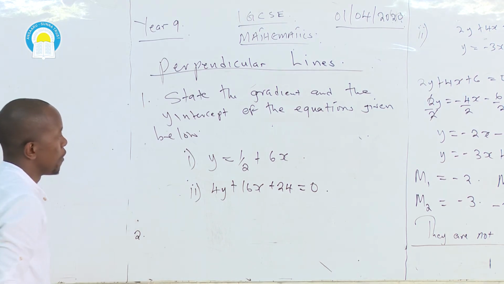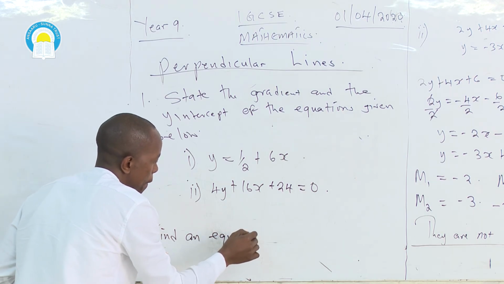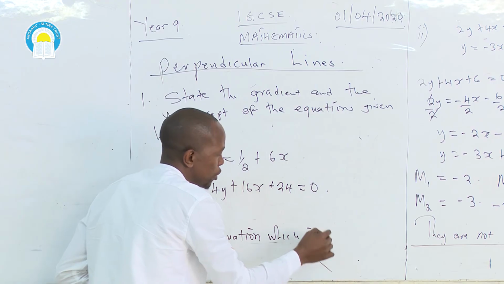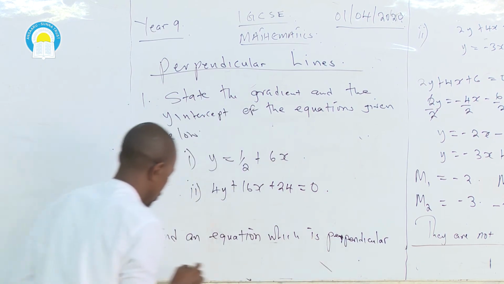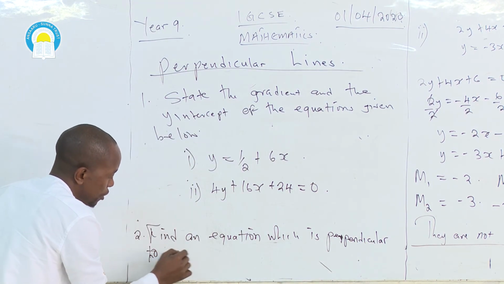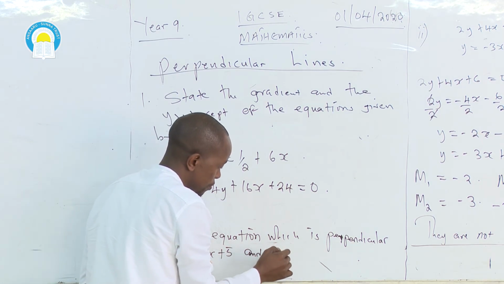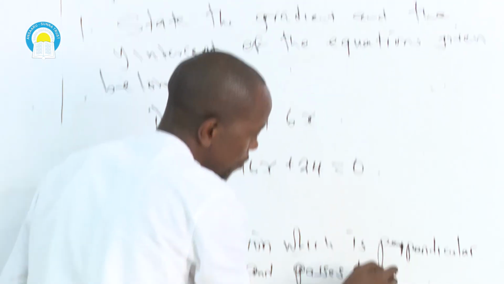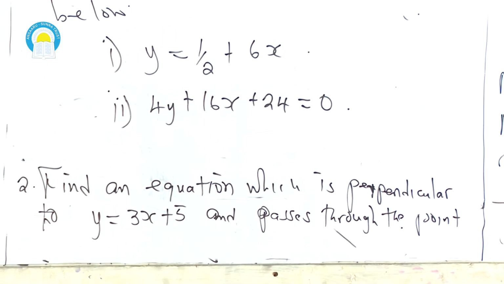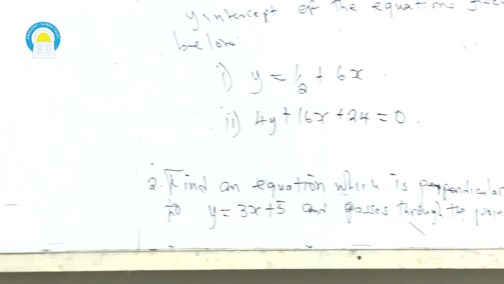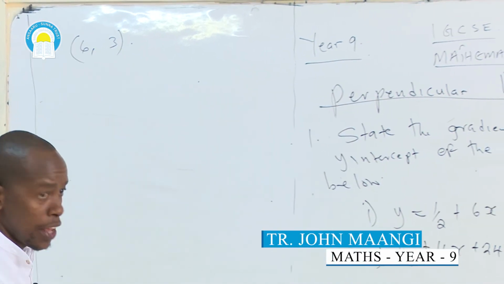Question 2, find an equation which is perpendicular to y is equals to 3x plus 5 and passes through the point 6 and 3, through the point 6 and 3.